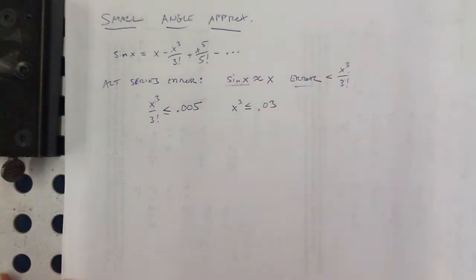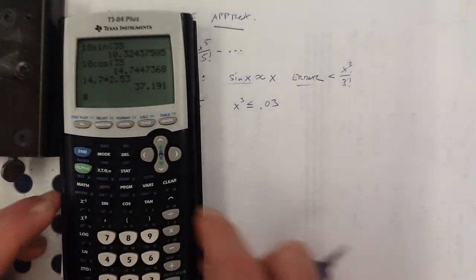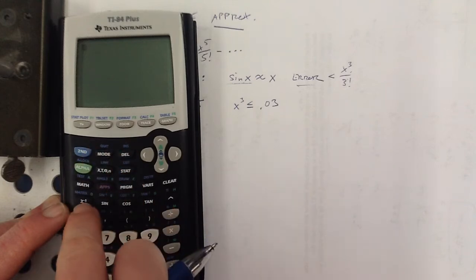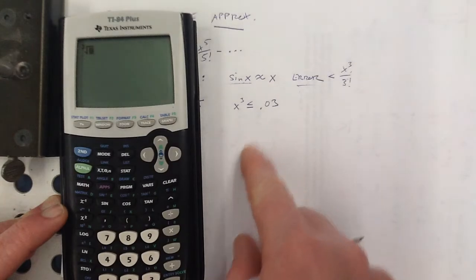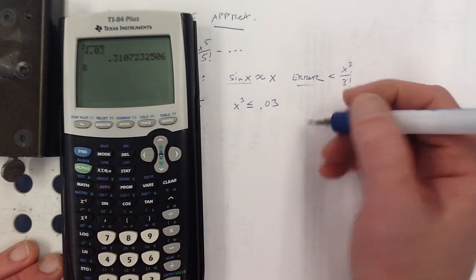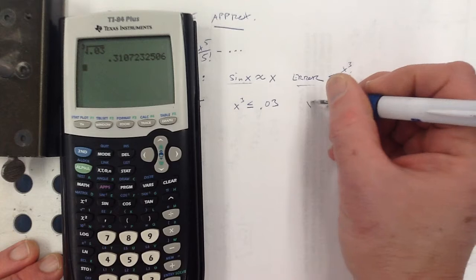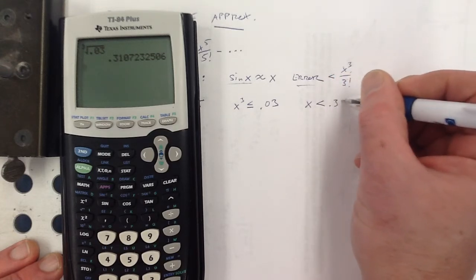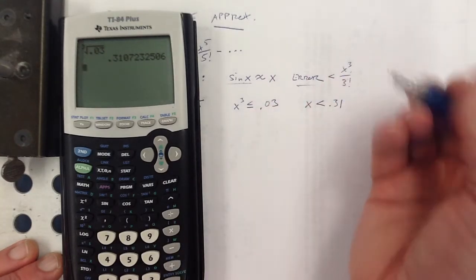I was going to do that with my calculator, but I don't think that's necessary. And then I am going to take the cube root of that with my calculator. I guess I could have just raised it to the 1/3 power. That works too. So that gives me about 0.31. So x is, let's say, less than 0.31. You can put the equal sign there.